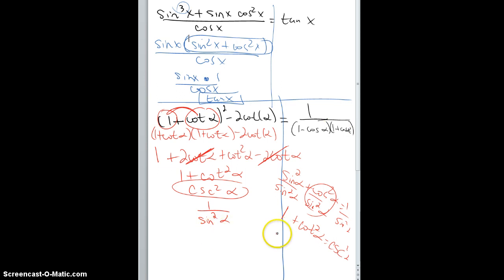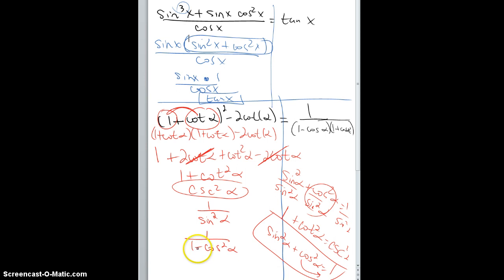Well, that's not that hard of a fix because anytime I see squareds, I'm always in the back of my mind thinking of the fundamental trig identity. So let's see, sine squared would be what? 1 minus cosine squared, which makes total sense when you look at the other side. You're like, oh, now I get what's going on.